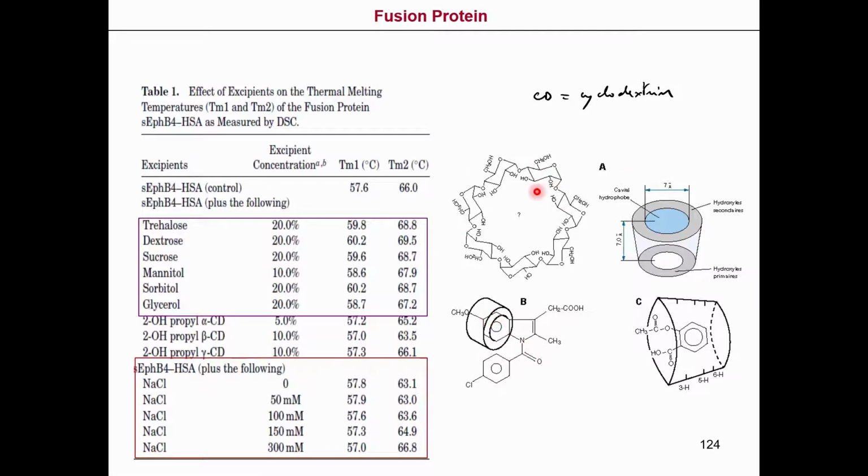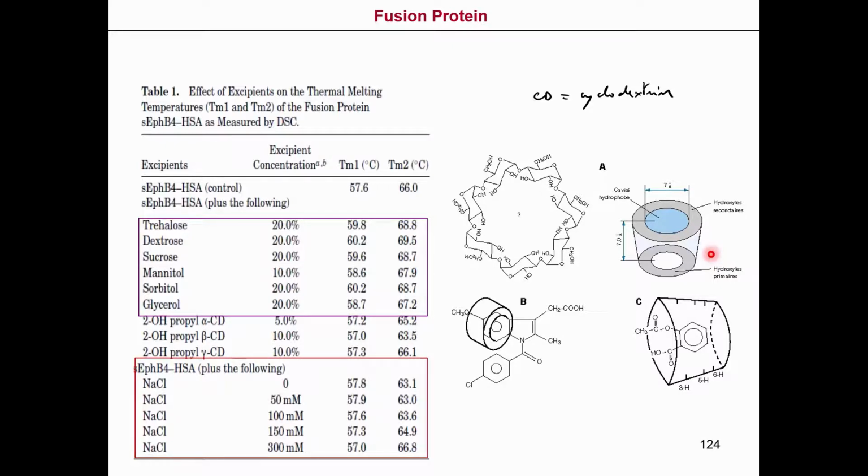This is this molecule, the cyclodextrin. It's a ring composed of sugar, usually glucose. Depending on the number of sugars, you have alpha, beta, and gamma. Inside you have a hydrophobic cavity, and outside is hydrophilic. And I already told you that usually the drugs are hydrophobic.